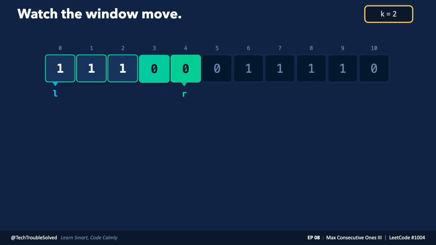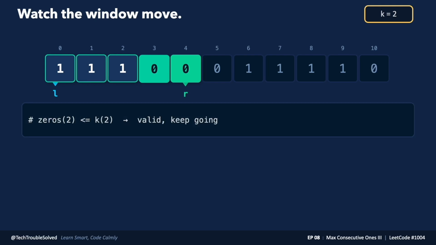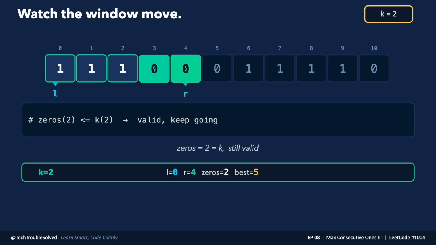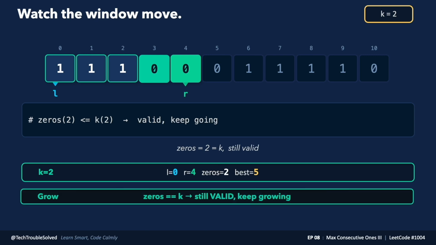R hits index 4. Another 0. Zeros becomes 2. Zeros equals 2 and k equals 2. Is it valid? Yes. Zeros equals k. Equal is still valid. We don't shrink until we go strictly above k. Zeros with value 2 equals k with value 2. Valid. Keep growing. This is the greater than, not greater than or equal rule. Right here in this moment, zeros equal k and we don't touch left.